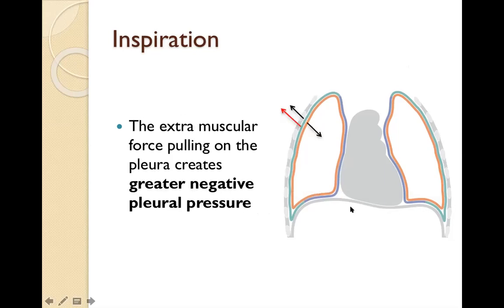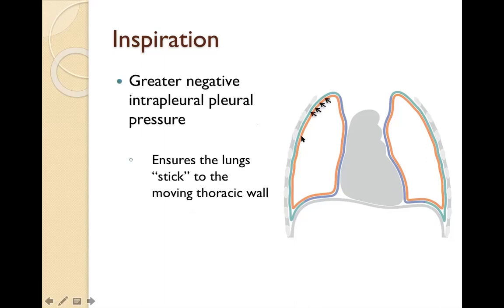Well, when we're pulling even greater on that thoracic wall, the harder you pull on that closed circuit of the pleura, the greater that negative pressure becomes, and the more that pleura sticks to the thoracic wall. So as the thoracic wall expands, it's going to pull the lungs with it. And if we pull the lungs with it in all directions, the volume of the lung is going to increase because it's going to be stuck to the thoracic wall everywhere, and it's going to expand.